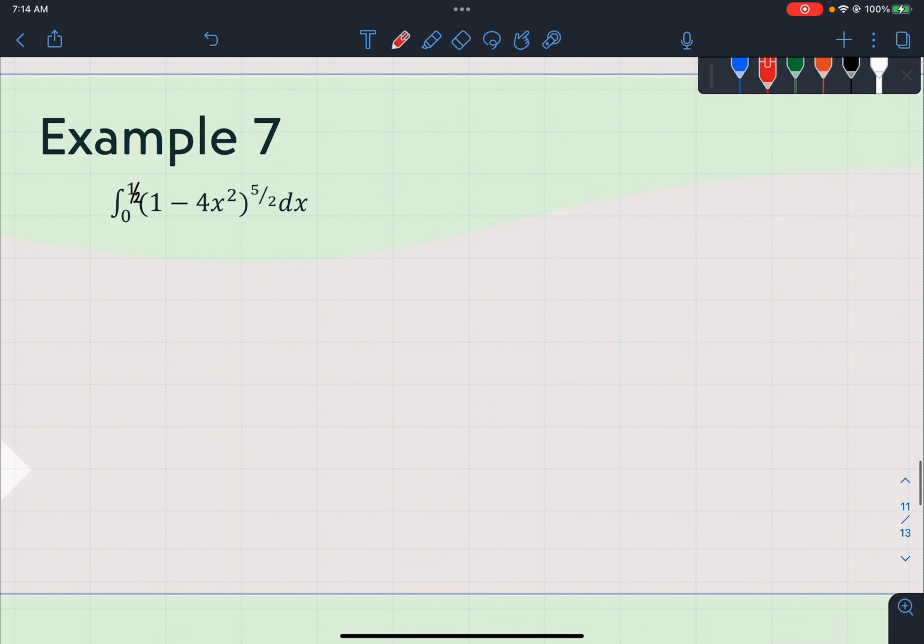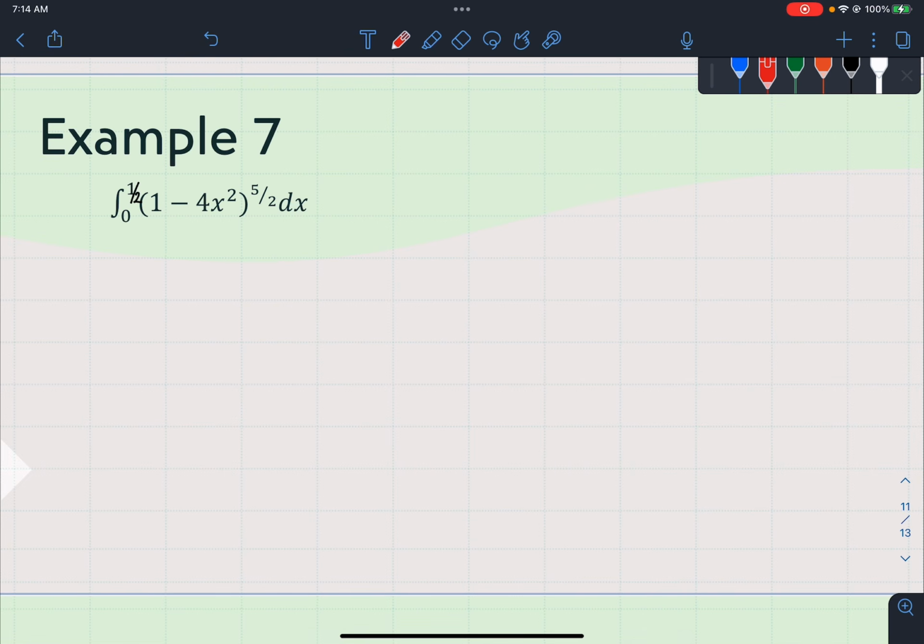So there are cases as well, like for example this one. This is algebraic, and then it is evaluated from 0 to 1 half. So 1 minus 4x squared, raised to 5 over 2, dx.